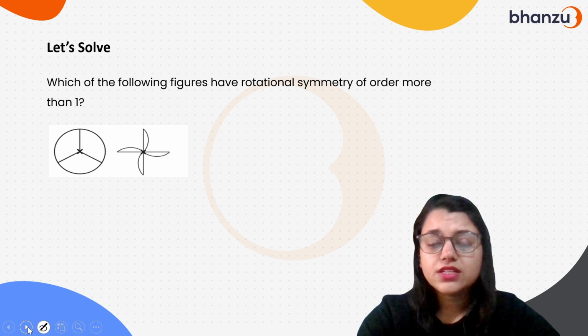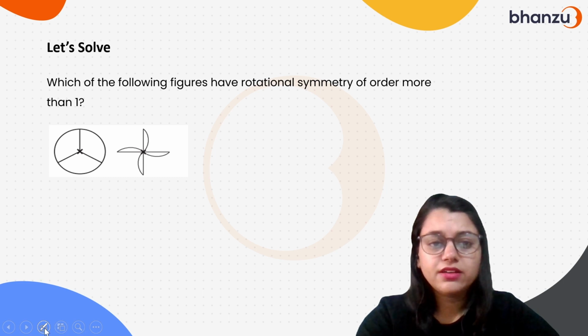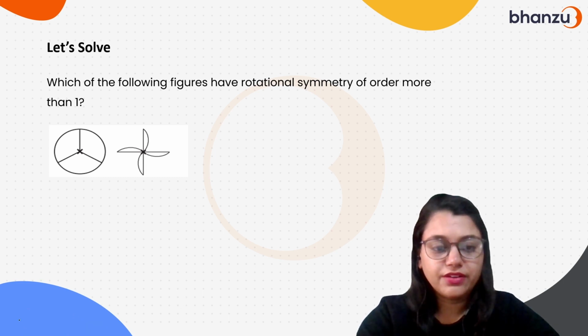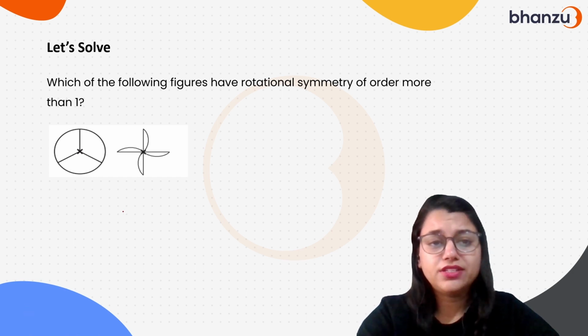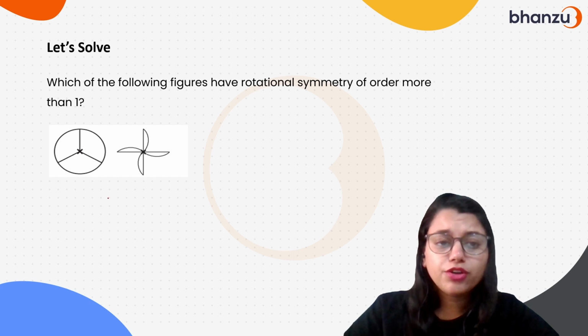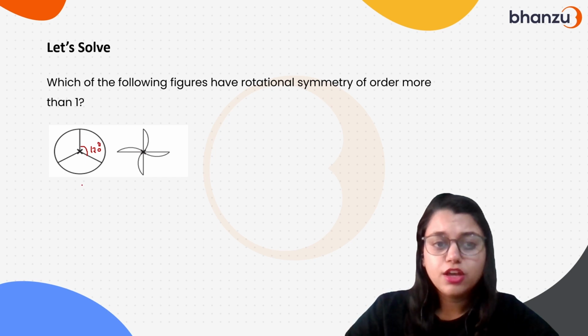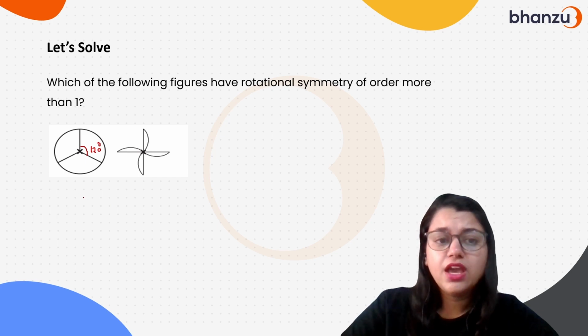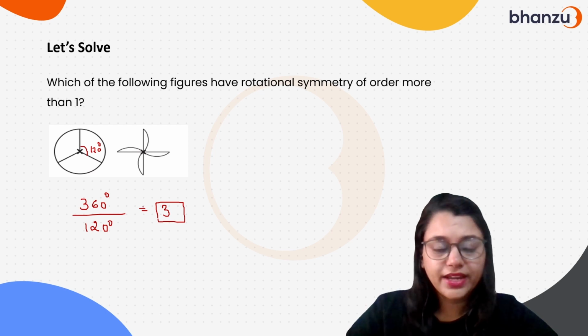Which of the following figures have rotational symmetry of order more than 1? So students, in this figure we are given two figures. We have to find for which of them the order of rotational symmetry is more than 1. If you look here, the angle of rotation is 120 degrees. We can find the order of rotational symmetry by using the formula 360 degrees divided by the angle of rotation, that is 120 degrees here. So your answer will be 3. So the order of rotational symmetry for the first figure is 3.